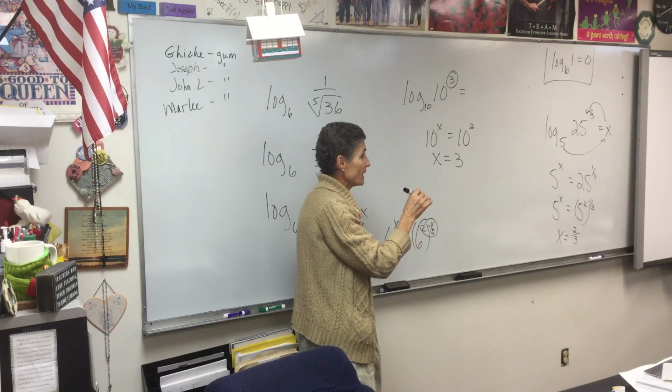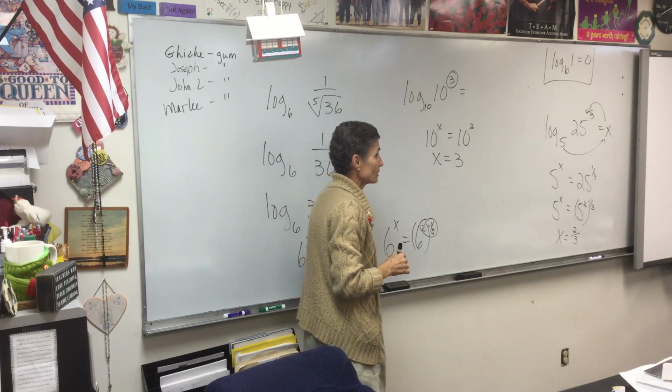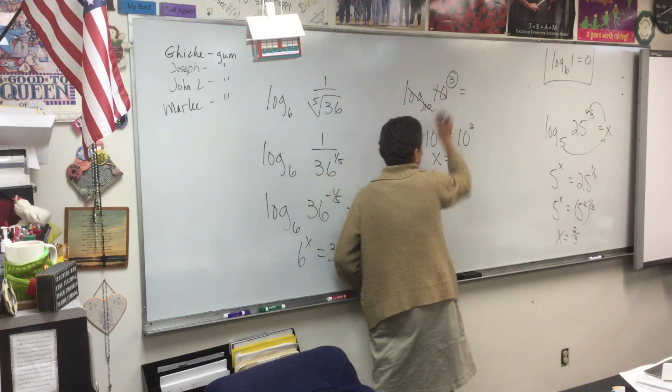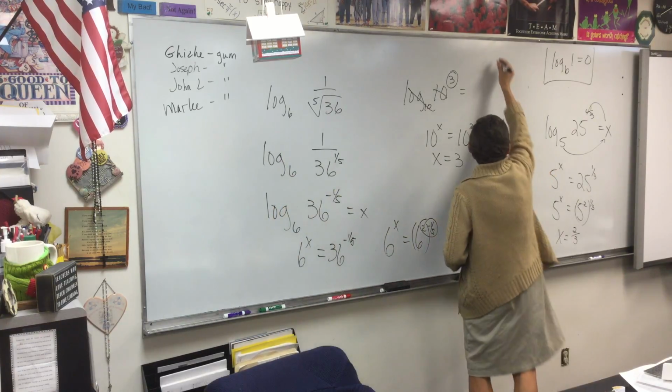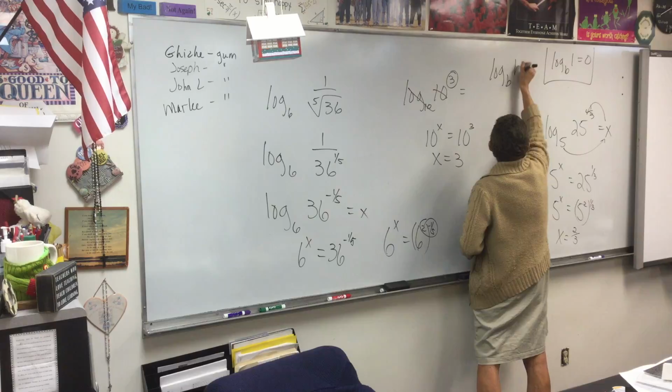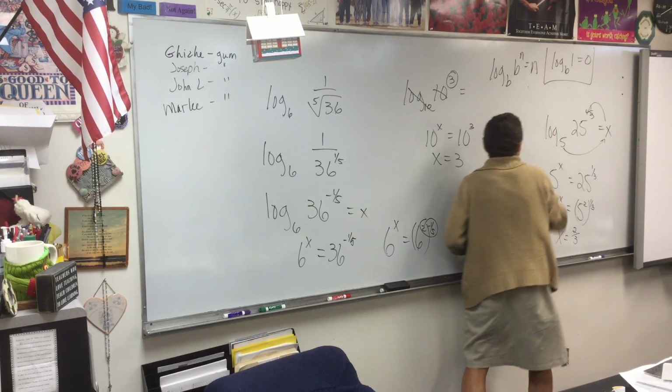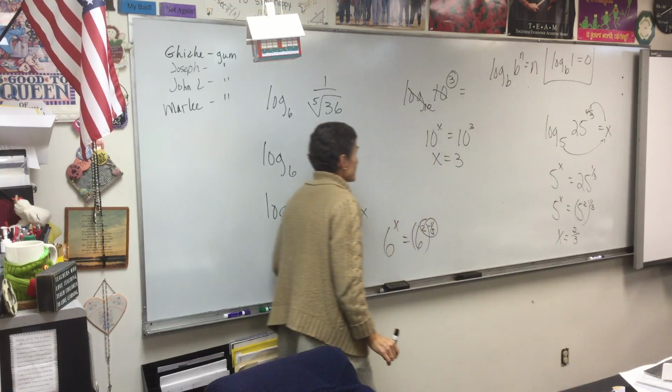Remember when your ln and your e canceled out? Well, your log base 10 and your 10 cancel out. So the answer will be 3. So I'm going to add something here. The log base b of b to the n will always be n. Always.